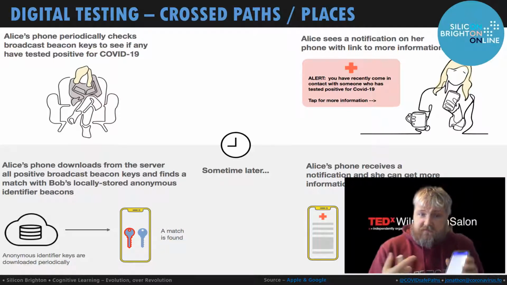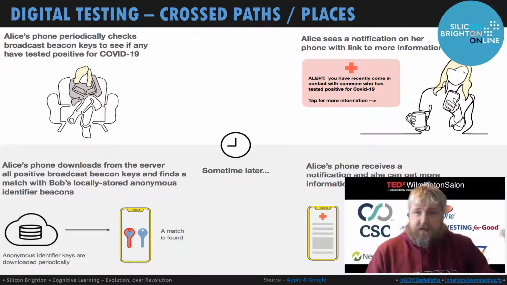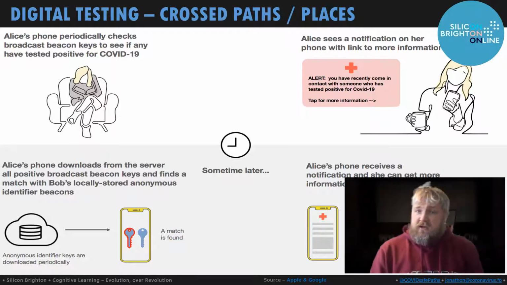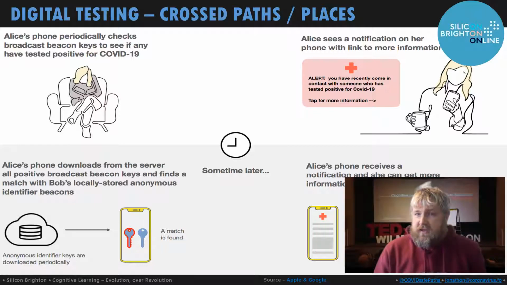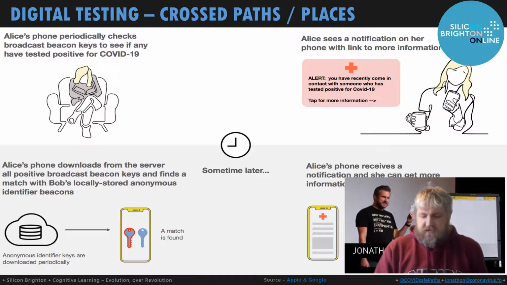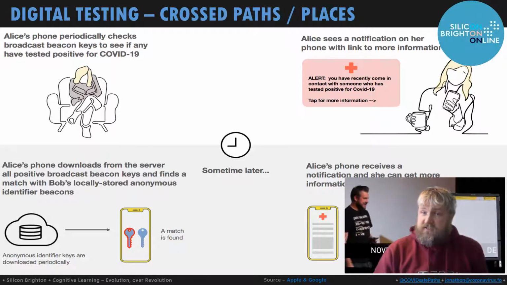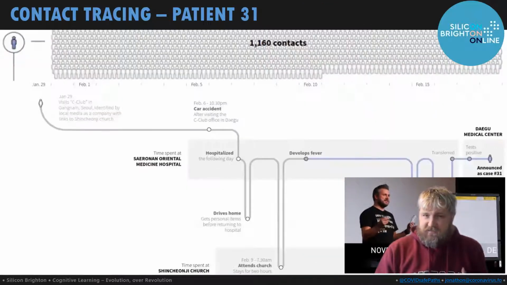And of course, once I've shared that information, it will go into a database, which can then check whether anybody else has crossed paths with anybody who's been infected. So that's the basic use case which we're trying to cover for somebody who's not infected. So that's the first scenario.